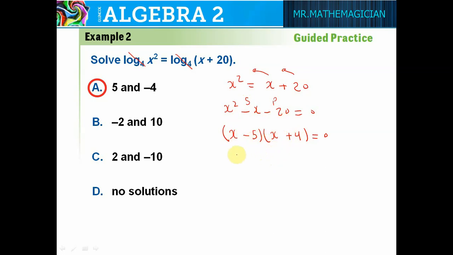Now x minus 5 will give you x equals 5 as a solution. x plus 4 will give you x equals negative 4 as a solution, and you need to go back and check whether these two values will satisfy the equation or not. They will satisfy if you check, so really 5 and negative 4 is the accurate answer.